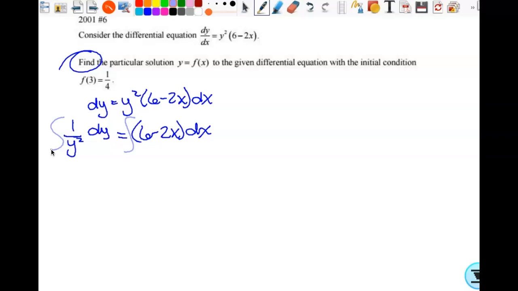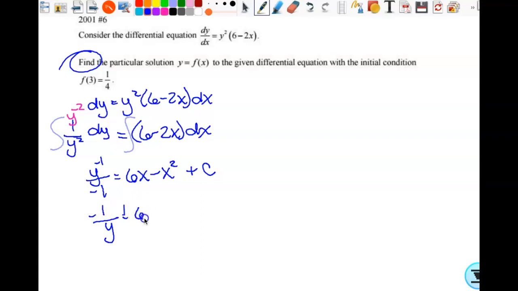Would it be helpful to rewrite this as y to the negative 2 power? Yes, it would. Okay, so that means that I add 1. So that means I get y to the negative 1 divided by negative 1 equals 6x minus x squared plus c. Would you agree with that? Those of you that did it, you agree with me? Good, thank you for doing it. Negative 1 over y equals 6x minus x squared plus c.